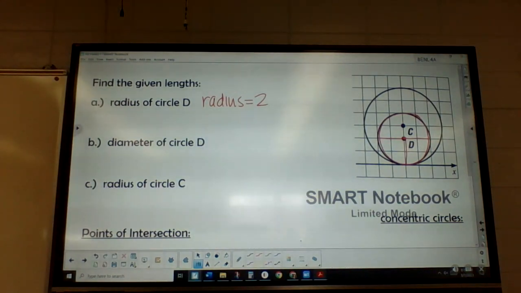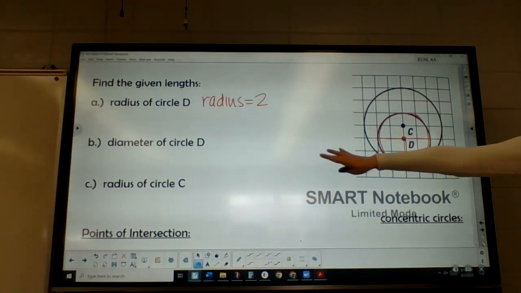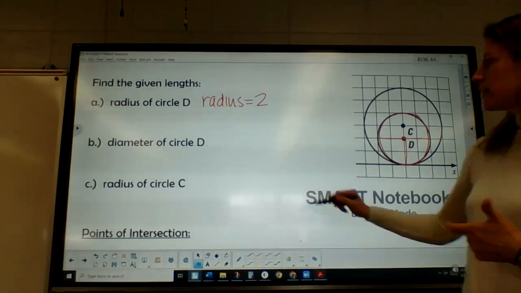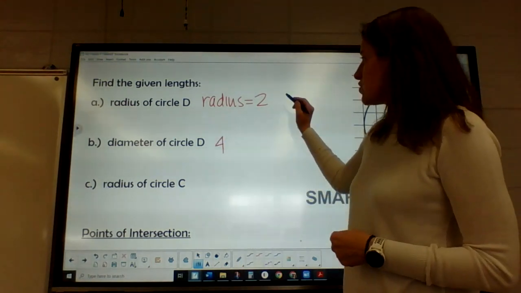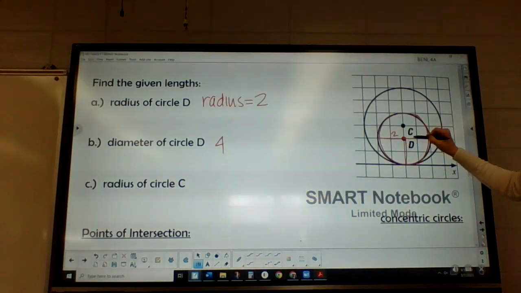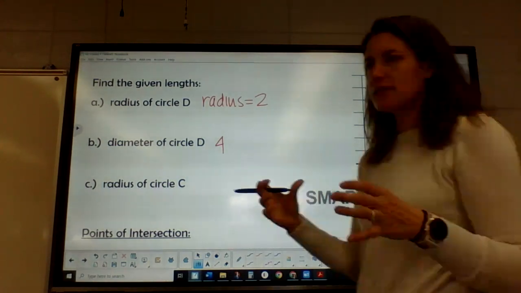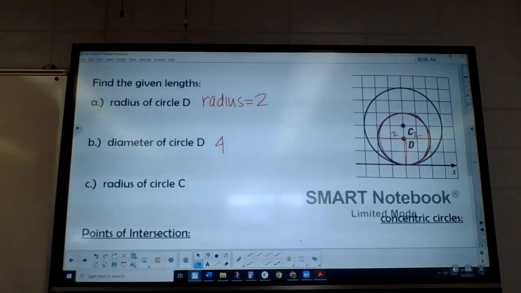Now, you wouldn't even need to see it on the graph, but the diameter of circle D would be what? 4. It's always going to be double. This is because this would be 2, and then this would be 2 here as well. So all the way across would be 4. And again, the radius is the same throughout the same circle.